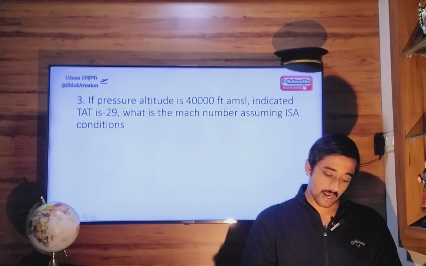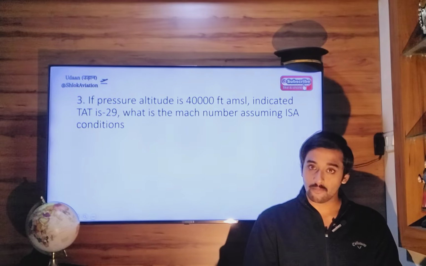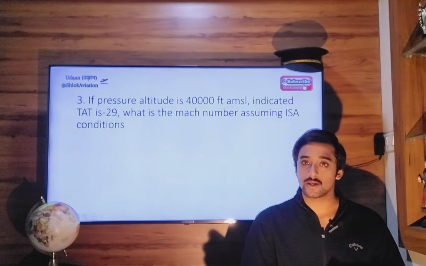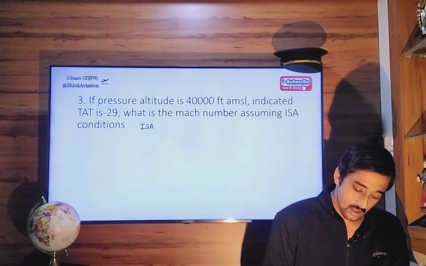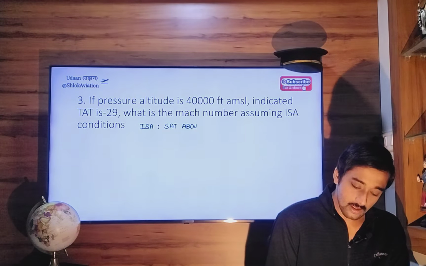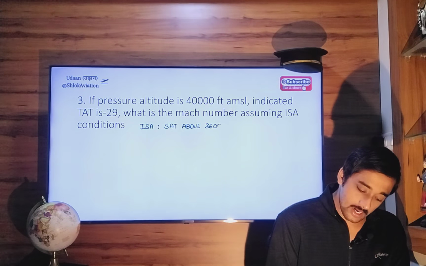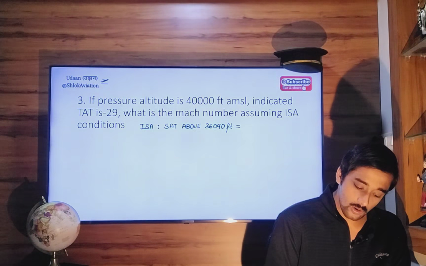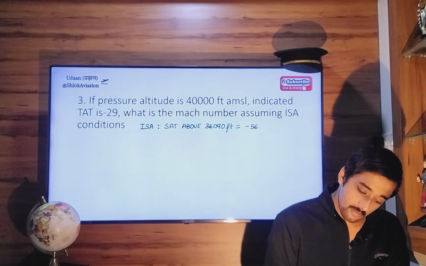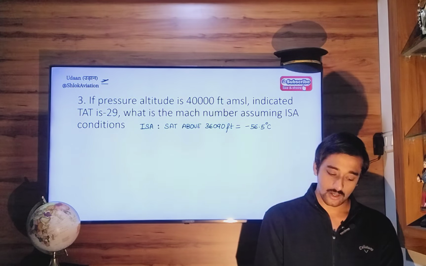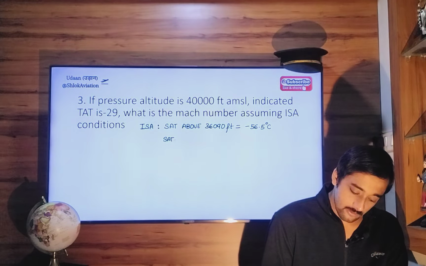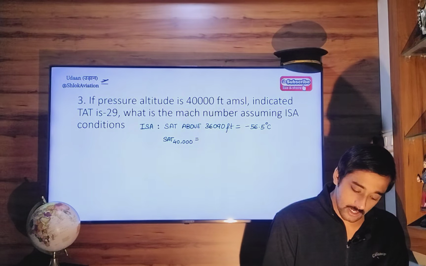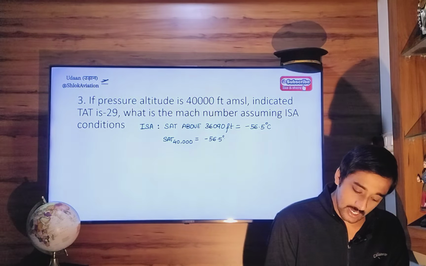Indicated total air temperature is minus 29 Celsius. What is the Mach number assuming ISA conditions? Okay, so in ISA conditions, static air temperature above 36,090 feet is equal to a constant value of minus 56.5 degrees Celsius. So 40,000 feet is above 36,000. Therefore, static air temperature at 40,000 feet will be equal to the same temperature, that is minus 56.5 degrees Celsius.